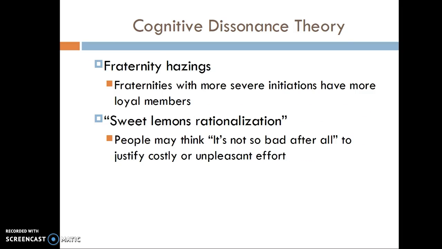Another example is fraternity hazings. One of the purposes of fraternity hazings, unfortunately, is to build loyalty with its potential members. Fraternities with more severe initiations tend to have more loyal members. And again, we call this the sweet lemons rationalization, so that people think, well, it's not so bad after all, to justify the effort that they have to put in.